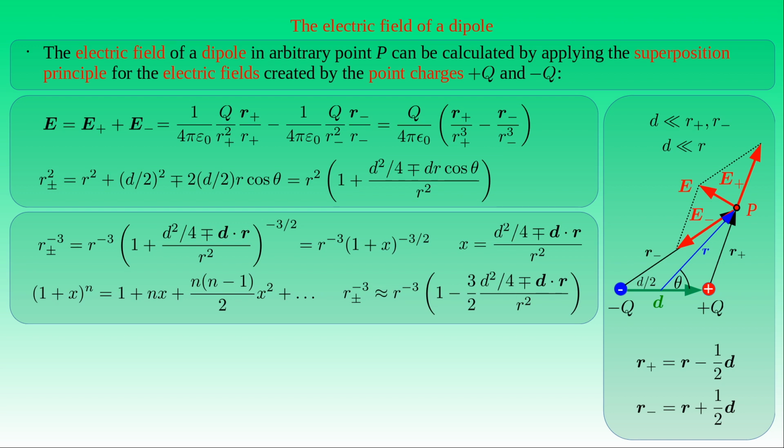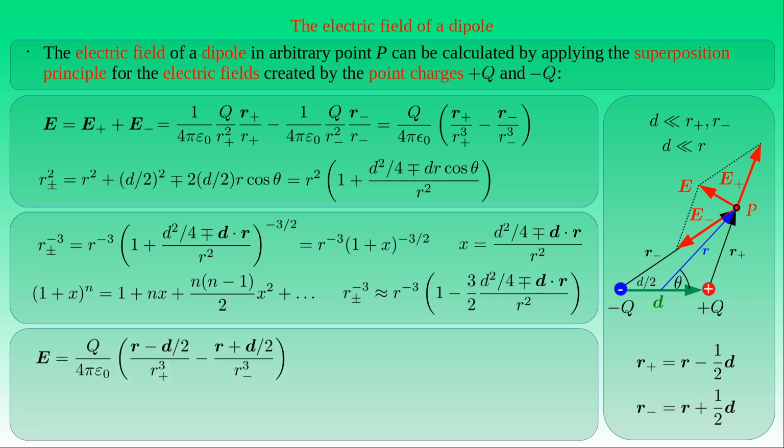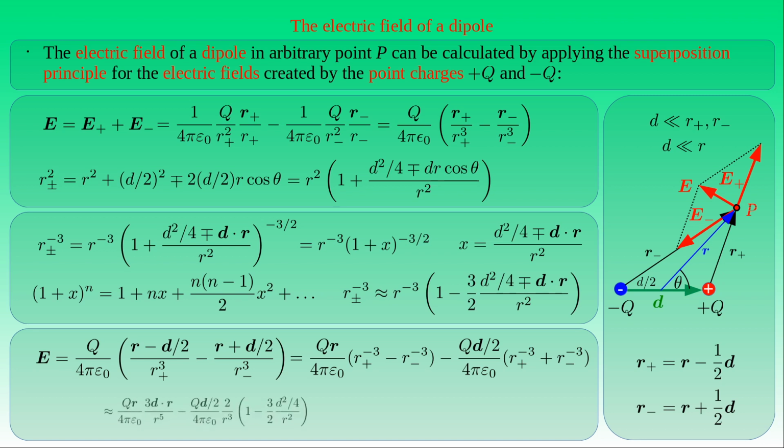Now we can write the electric field E of the dipole as q divided by 4 pi times epsilon naught, times the vector r sub minus the vector d divided by 2 over r sub plus cubed, minus the vector r sub plus the vector d divided by 2 over r sub minus cubed. If we reorder the terms, we obtain q times the vector r over 4 pi times epsilon naught, times r sub plus to minus 3 minus r sub minus to minus 3, minus q times the vector d divided by 2 over 4 pi times epsilon naught, times r sub plus to minus 3 plus r sub minus to minus 3.